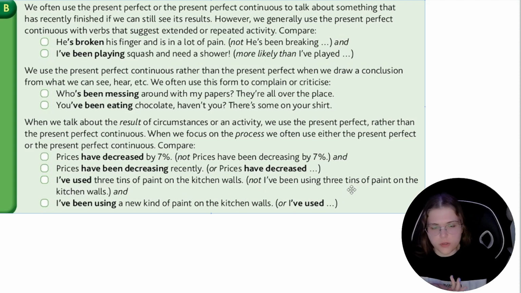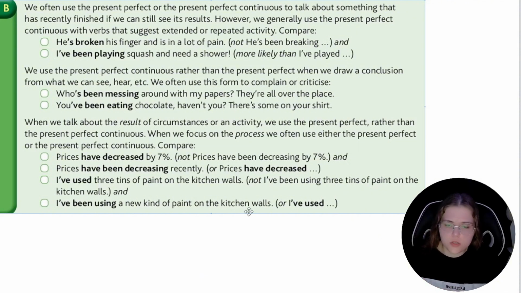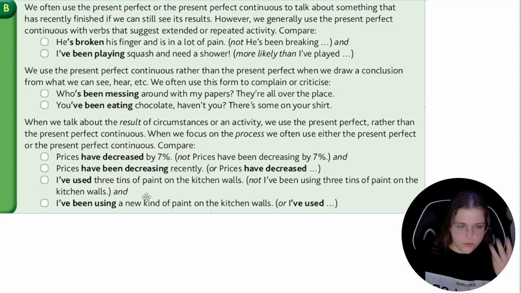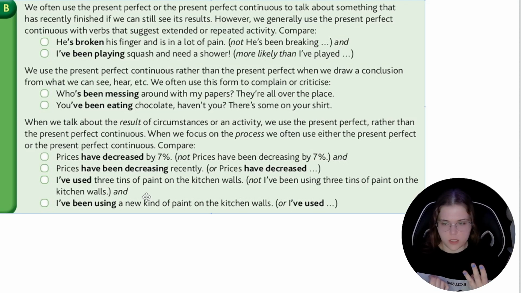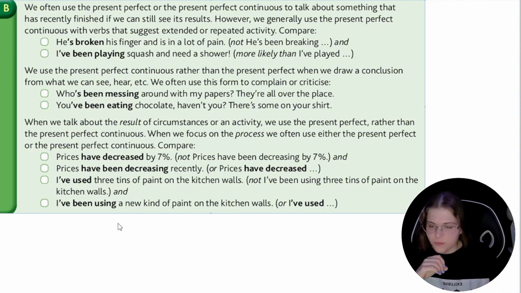Not I've been using 3 tins of paint on the kitchen walls, and I've been using a new kind of paint on the kitchen walls, or I've used. In the first sentence, we can see the result, which is 3 tins. Just 3 tins, without any duration of these tins. I can't even imagine the duration of using 3 tins. It's very weird, strange, odd.